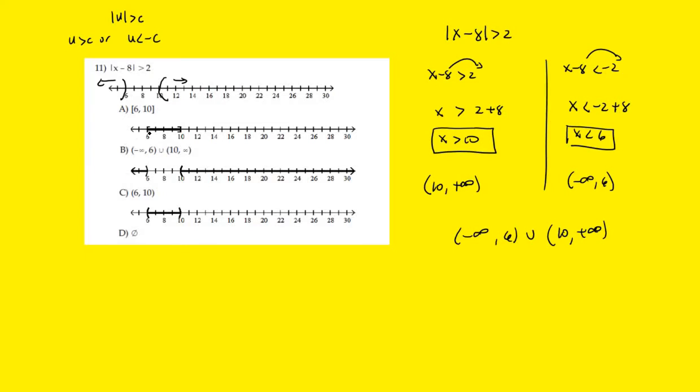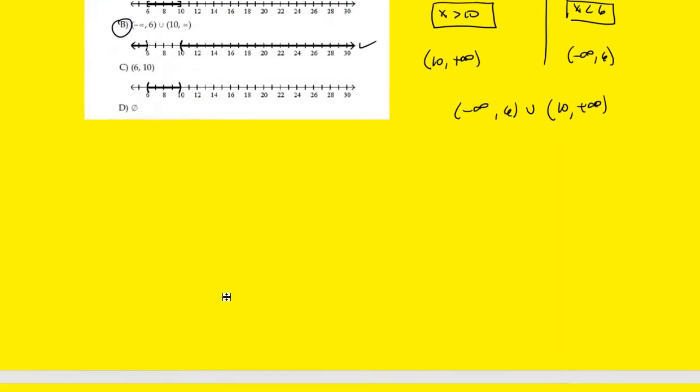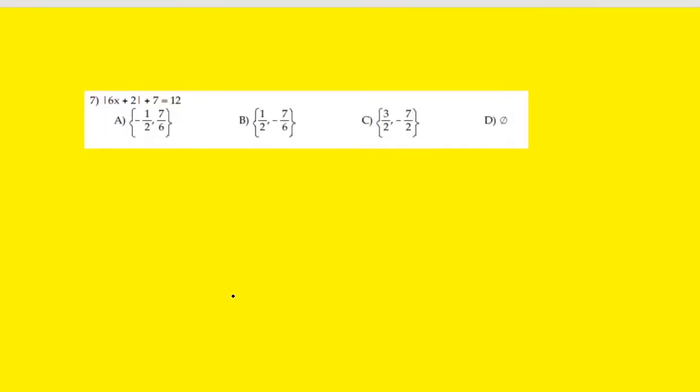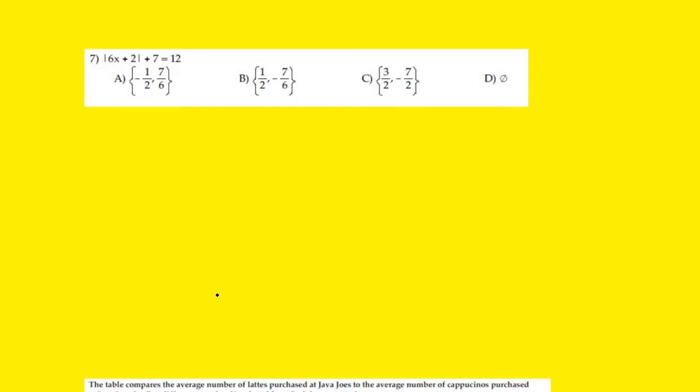Actually, yes, it's B. I'm sorry, I get confused because I thought B, this graph is this one. Yeah, because this is this graph. Yay! Okay, good.